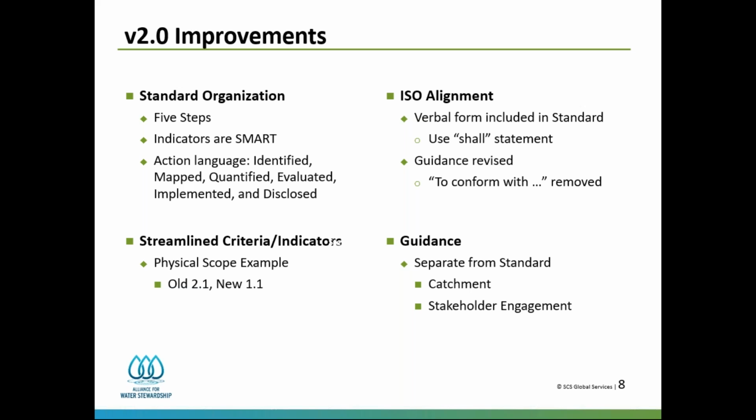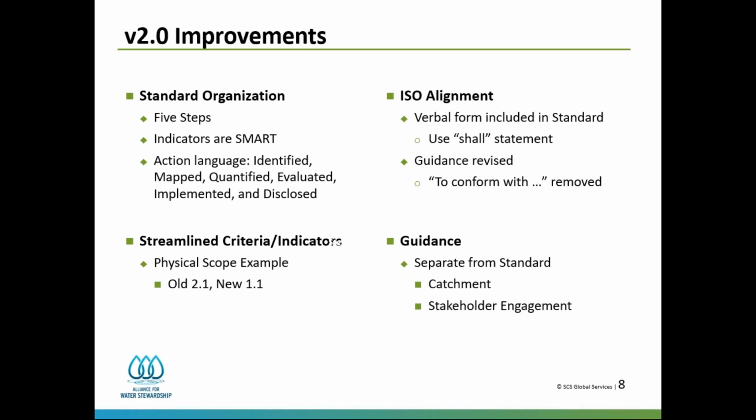And I want to just provide a really quick example of one of the changes that's been made. For the physical scope of the site, that's a simple process to understand. The old standard requested the physical scope as a criteria, and then there were 4 indicators which requested additional information that was required to meet the criteria. Some of the indicators wanted the information discussed. Other indicators requested it being mapped.